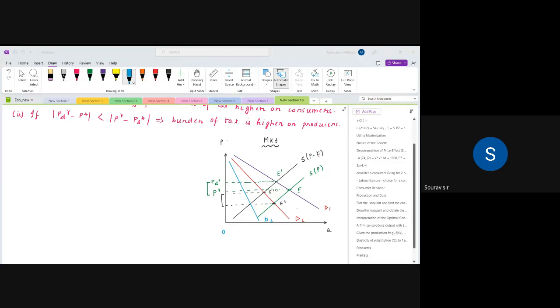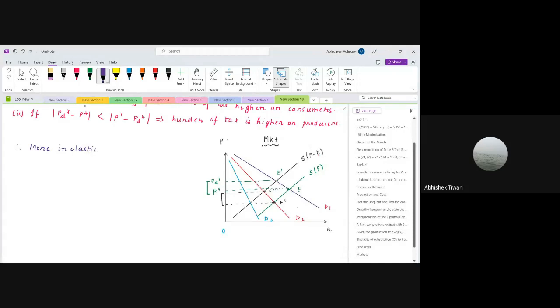And to put it in a little more economic language, the more inelastic the demand curve, the more will be the burden of tax on consumers. Okay, so let me just write this down. That means more... Less response, because of less responsiveness. Exactly. More inelastic the demand curve, greater will be the burden of tax on consumers. Okay.